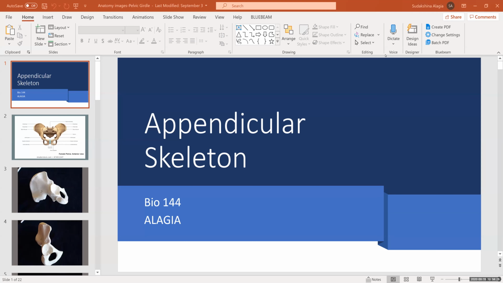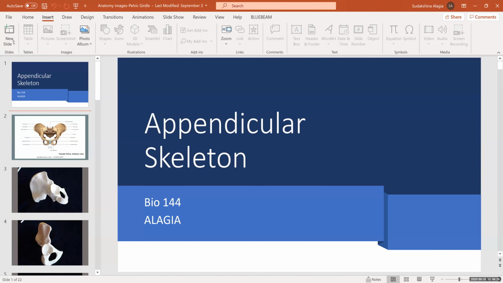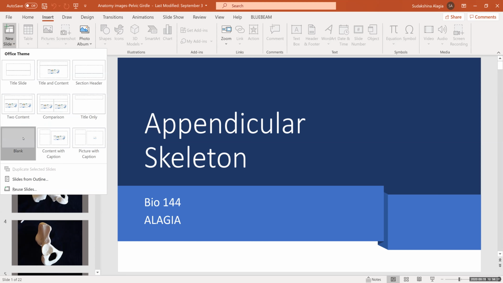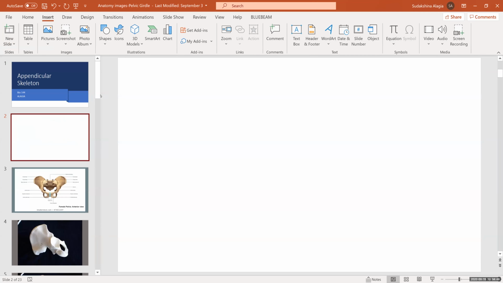All right, so we are learning appendicular skeleton. Let me insert a slide right here. So once again, I'm not going to go over every long bone.